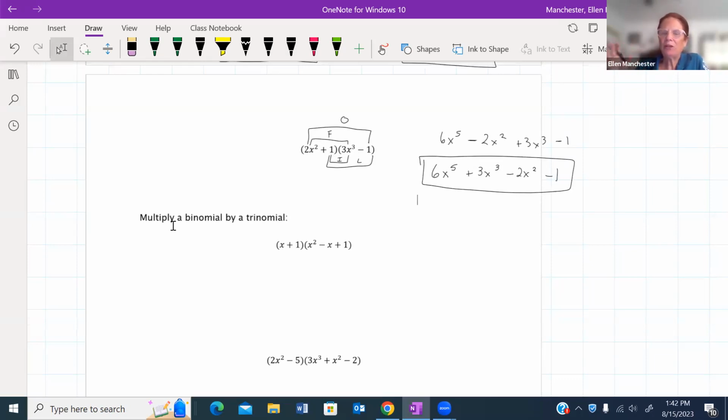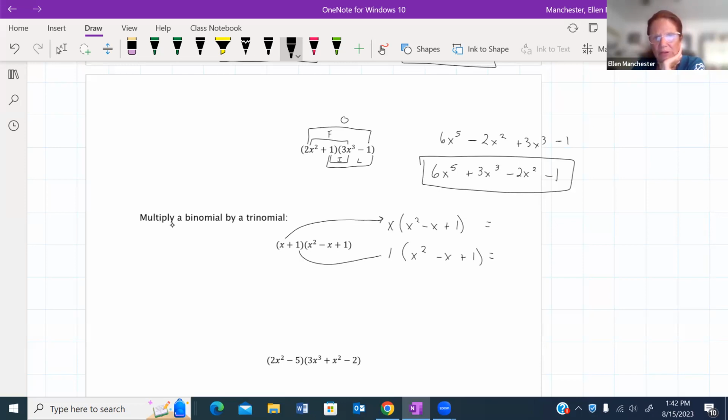These are binomial by trinomial. So this is where your distributive property has to come into play. All right, so I'm going to write this out. I'm going to take my first term and multiply that by everything in the second parentheses. Then I'm going to take my second term and multiply it by everything in the parentheses. And then I'm going to put it all together. Okay, so here is the first term, and here is the second term. So however many terms you have in the first set of parentheses, that's how many times you're going to multiply through.